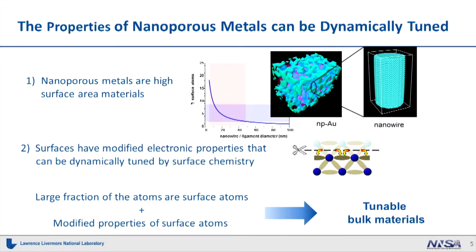Nanoporous metals have a high surface area, and you can think of nanoporous material as three-dimensional arrays of cross-linked nanowires. So the number of surface atoms increases with the decreasing diameter of the nanowires. So the smaller you go in feature size, the higher you go in surface area. And surface atoms have different properties than bulk atoms because they're missing their neighbors, and thus the electronic density has to redistribute. That's why surface atoms typically have different properties than bulk atoms.